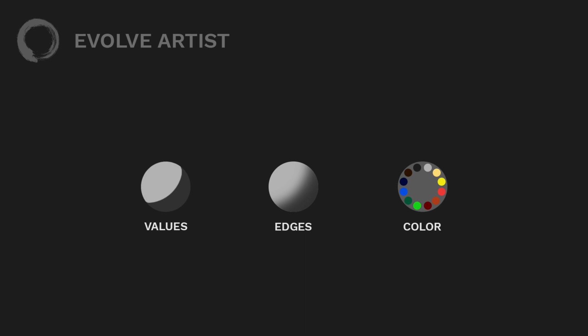Real quick. Every painting has 3 moving parts: values, edges, and color. Value is how light or how dark something is. Edges are how soft or how sharp that value bumps up against another one. And color is color. So to learn more about those, you can check out our Art Fundamentals series. That way I can focus on this critique specifically.